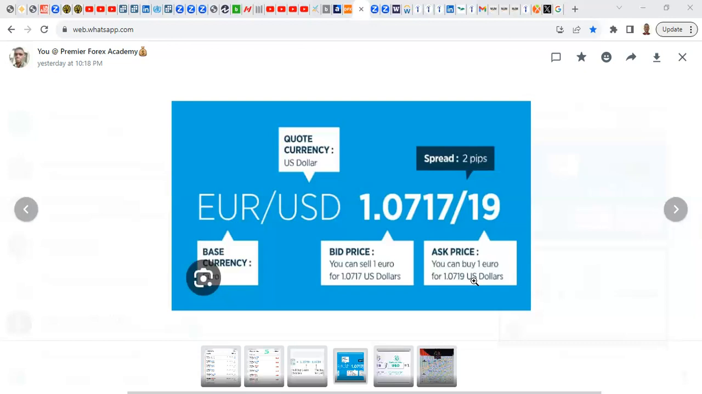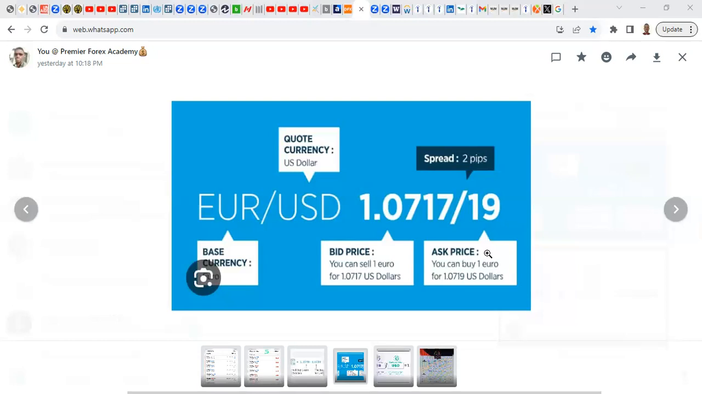Okay, I get it now. So if it's in the case of, for instance, USD against Swiss franc, the bid price will be the value of USD. Then the ask price will be the value of the Swiss franc. It's just a little difference. Now the bid price and the ask price is what forms the spread.